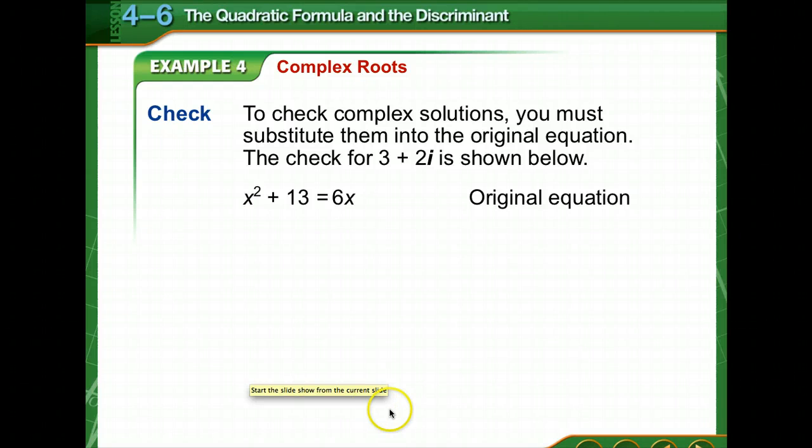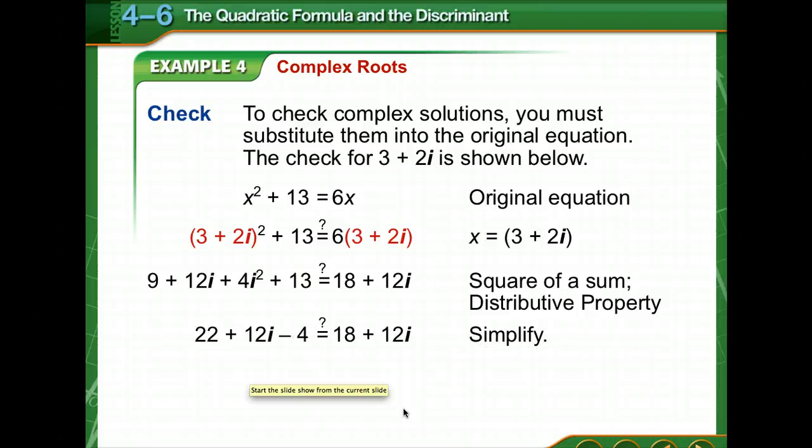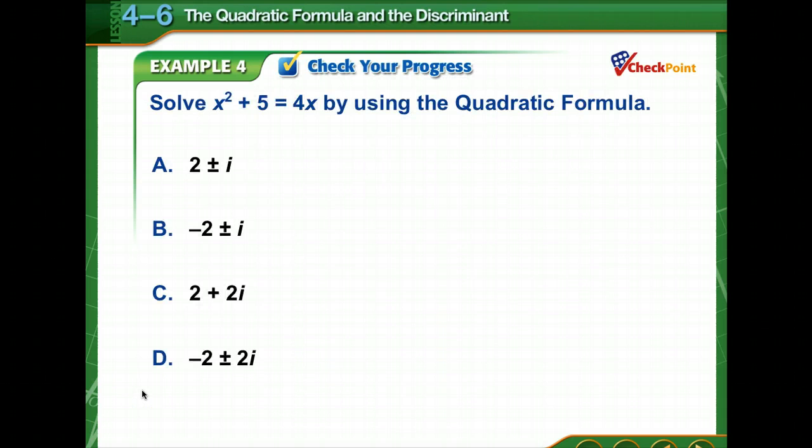Okay, we can check our answer by substituting back into the original equation. And we get that both sides are equal. Very good. Time to check your progress. So pause the video for a moment, work this problem, then come back and check your answer. Did you get 2 plus or minus i? Very good.